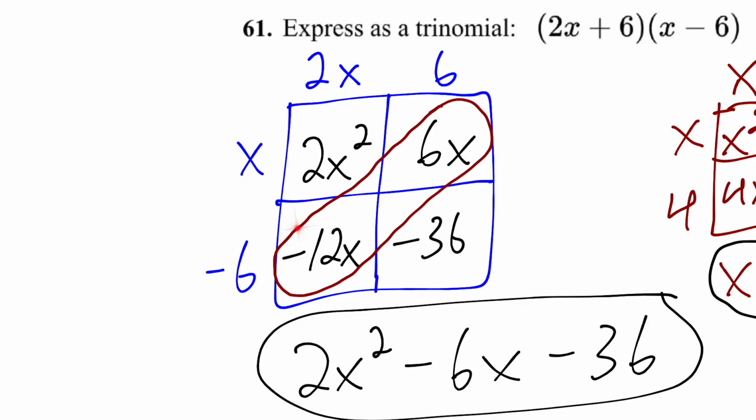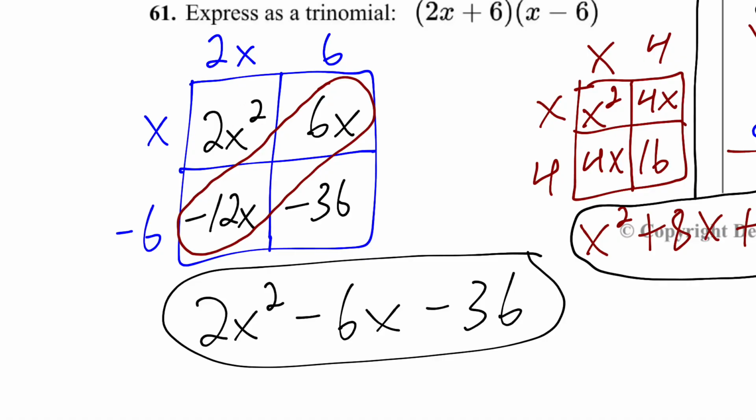I will always combine like terms on this diagonal. So the 2x squared comes down. I have negative 12 plus 6, which is negative 6. And then I have negative 36 here. This is my final answer.